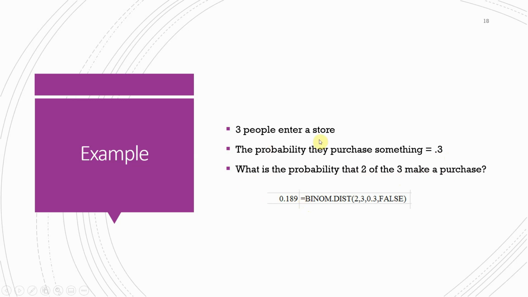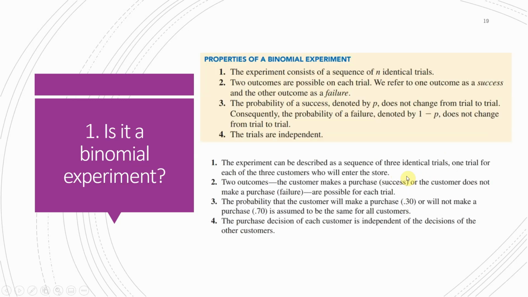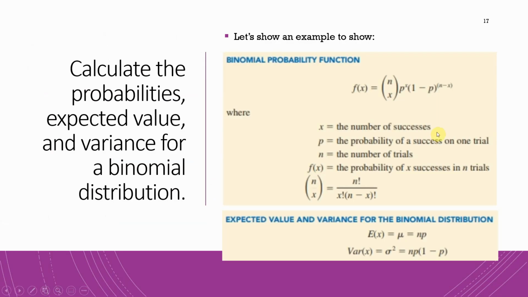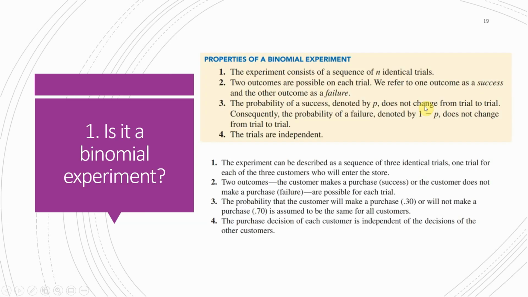So we're going to go through an example and hopefully come out with this answer. Again, 3 people enter a store. The probability that they make a purchase is 30%. What is the probability that 2 of the 3 make a purchase? Okay, so first, is this a binomial experiment? Because if it is, we can use that binomial probability function to calculate our probabilities and answer our question.